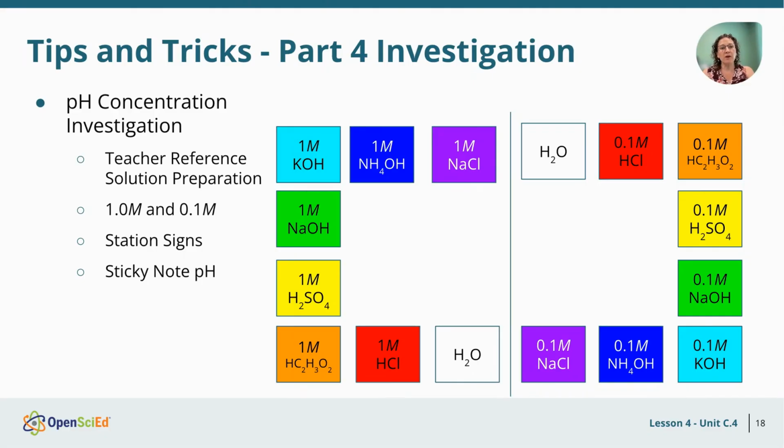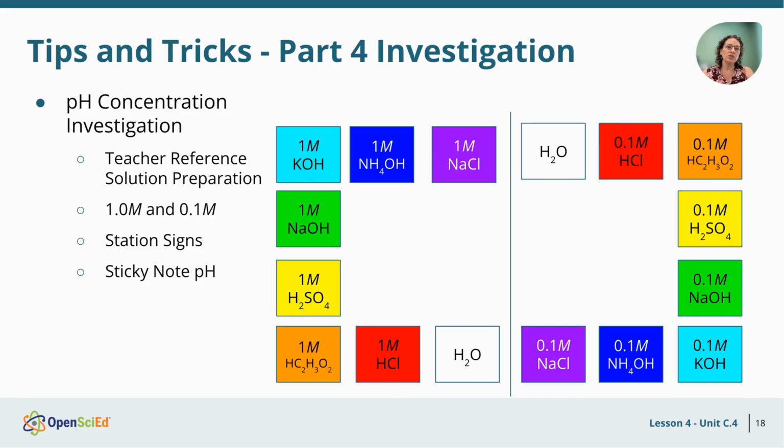So to prepare for part 4, you'll need to make up all of the strong and weak acids and bases at 1.0 molar and 0.1 molar concentrations. Depending on which kit company you used, you may have 2 different concentrations already, or you may need to measure out the masses and make the different solutions. Make sure you're clearly labeling all of your beakers and wearing gloves and eye protection as you prepare these solutions. See the directions in the teacher reference solution preparation document.